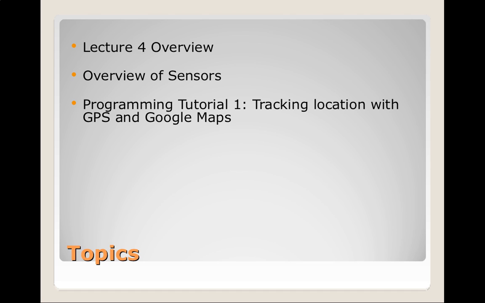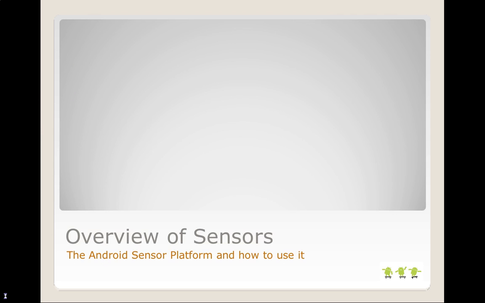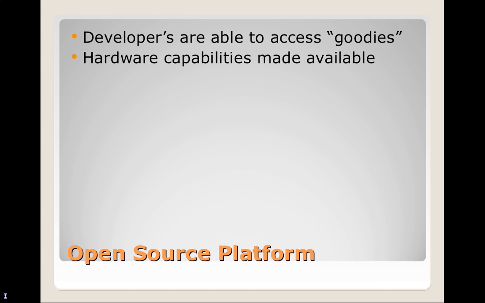So this is lecture number 4. I know we haven't got too far, which is why we're doing this. I'm going to go through 4, 5, 6 or so today. Overview of the sensors and tracking location. We've actually seen the examples already, but we'll take a look at the Google Maps information as well.